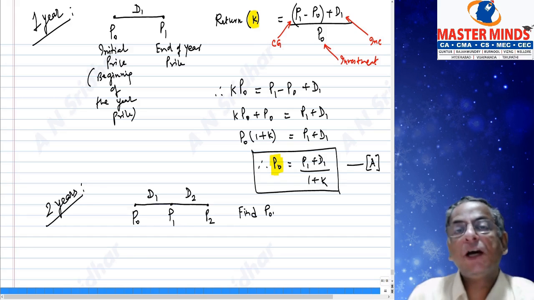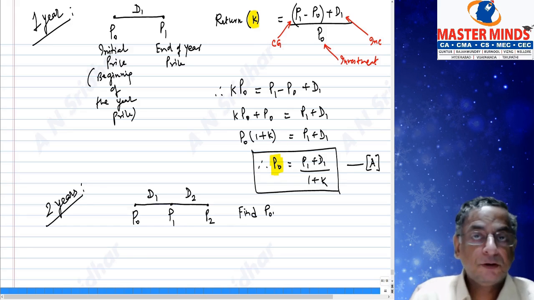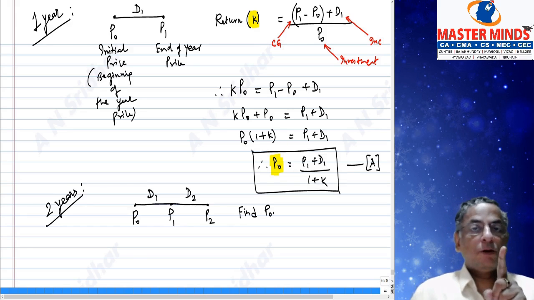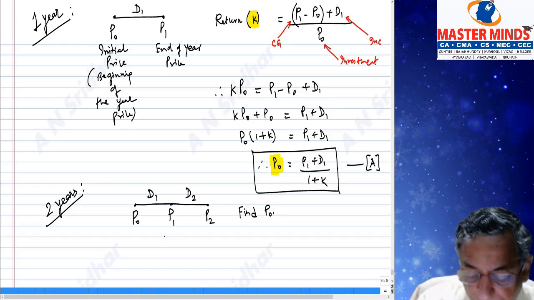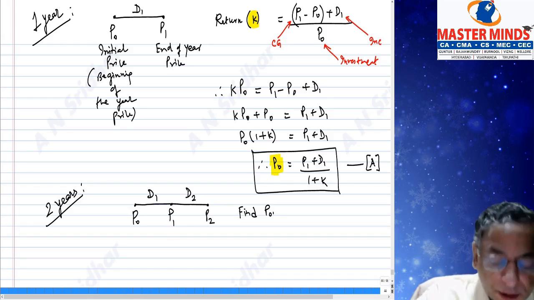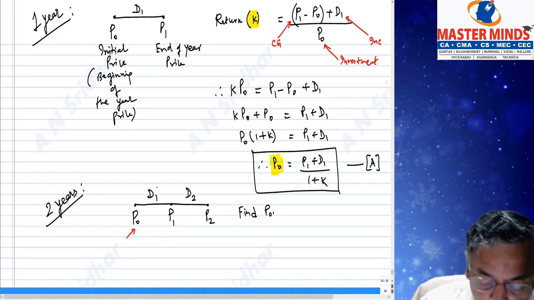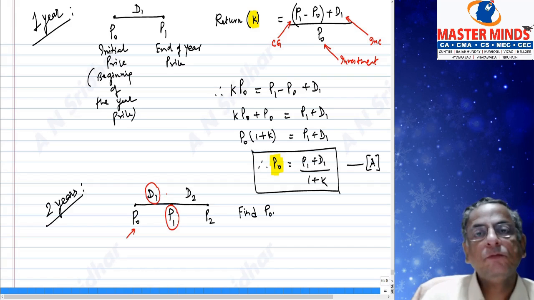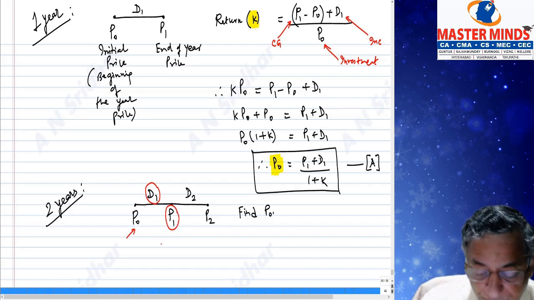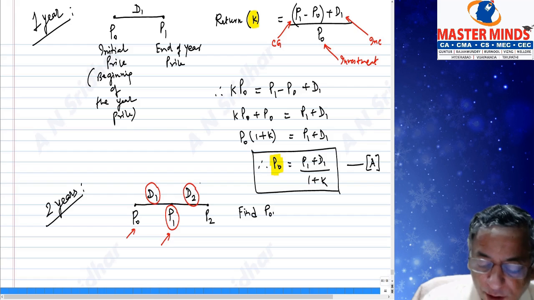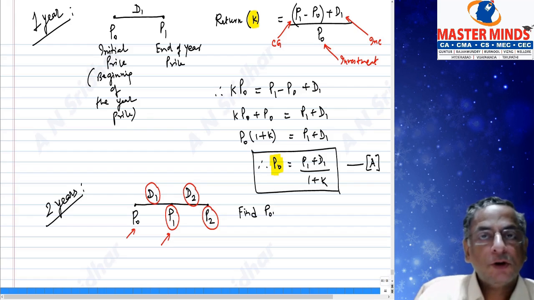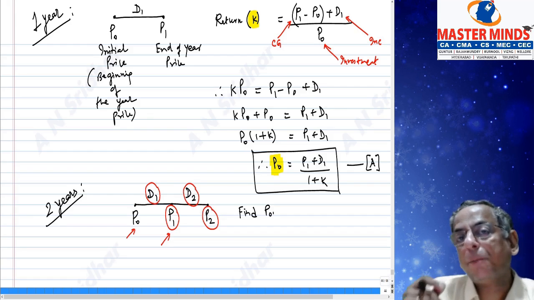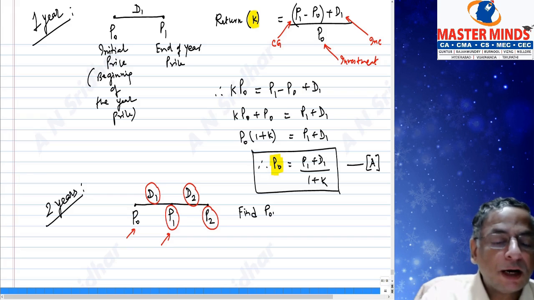Now the way I have constructed equation A, I calculated P0 based on P1 and D1. Similarly, I can calculate P1. A is P0 calculated using D1 and P1. Now I want to calculate P1 using D2 and P2, the way I calculated P0 using D1 and P1. So I'll write a similar formula.